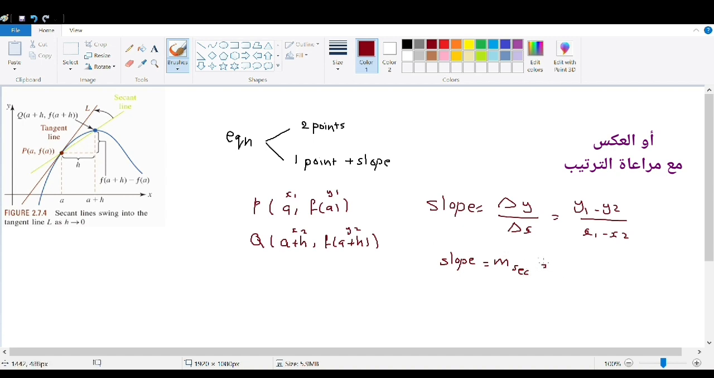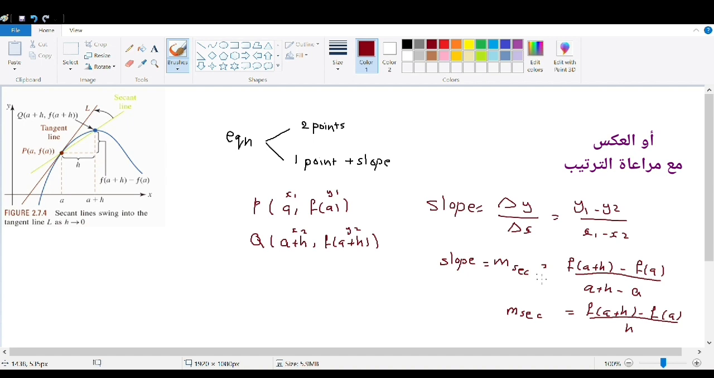delta y, so it will be y2 minus y1, or you can write it y1 minus y2. It doesn't matter. So if we write, for example, f(a plus h) minus f(a) over (a plus h) minus a, this will give us f(a plus h) minus f(a) divided by h, since a cancels with minus a and we are left with h. So this is the slope of the secant line.